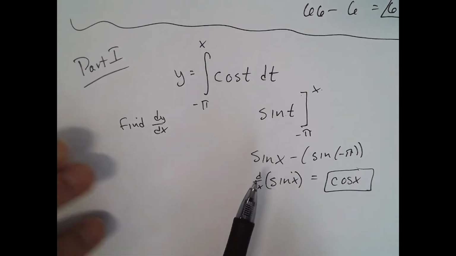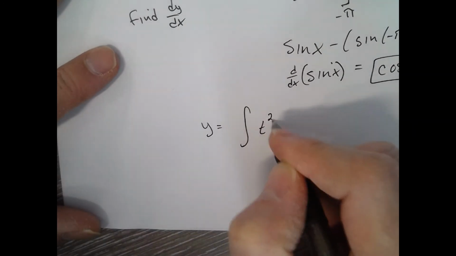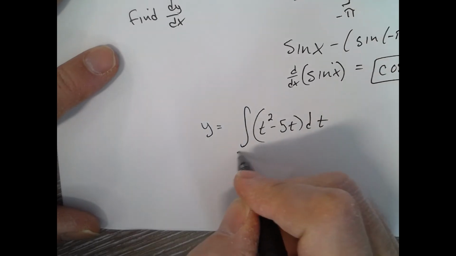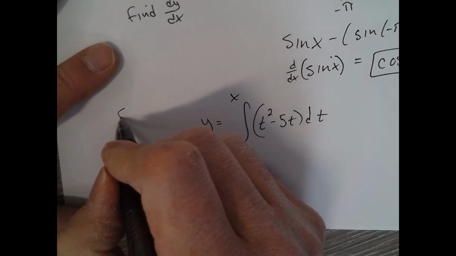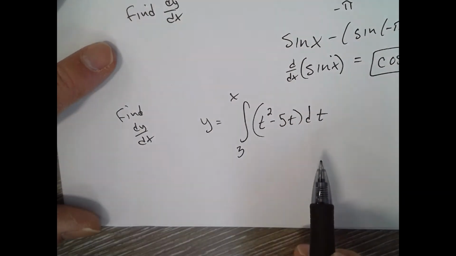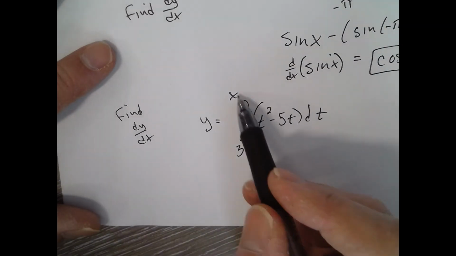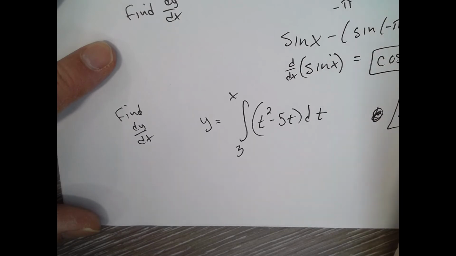Okay, so the short way: if I have y equals the integral of t squared minus 5t dt from 3 to x, and I wanted to find the derivative. The answer, since that's a constant, and that's x, we could just drop in our x, and our answer is not t, x squared minus 5x, and we're done.